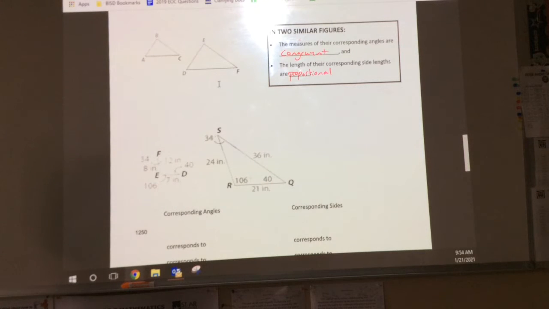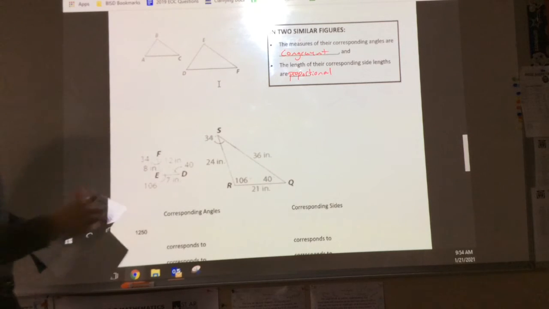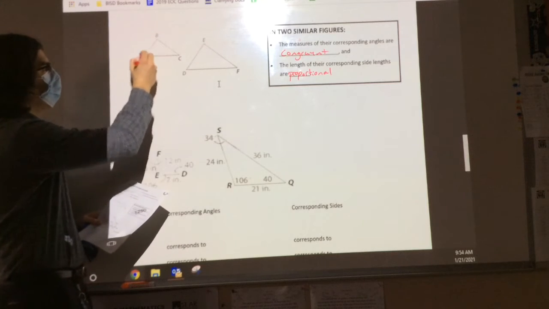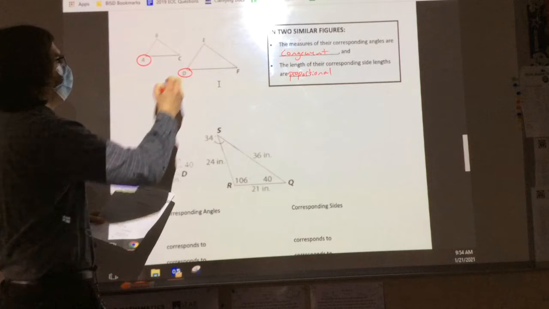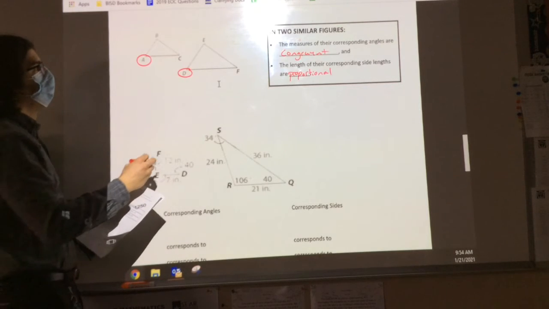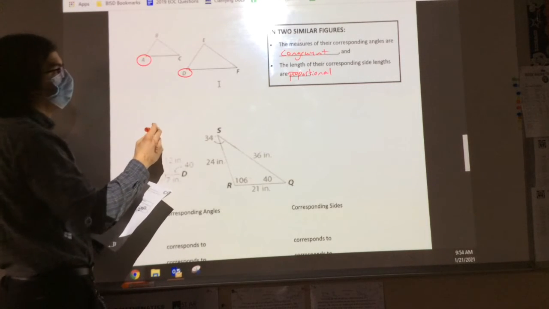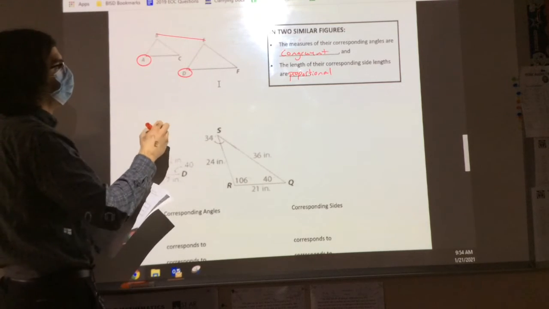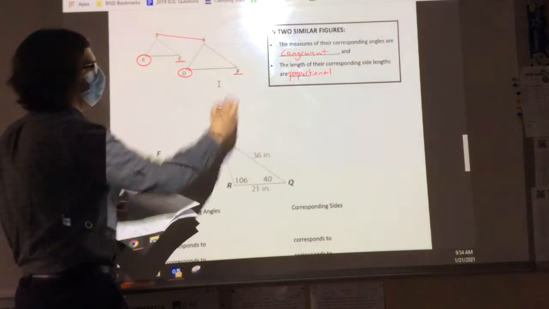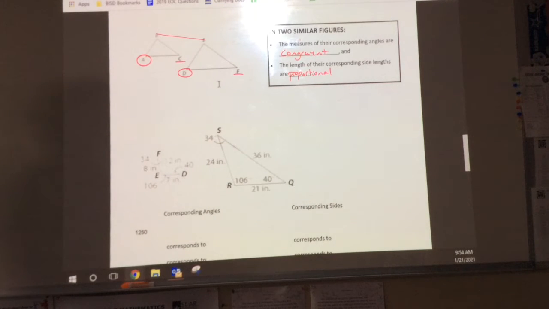Okay, so based off of this picture, what does angle A match up with? Angle D. And what does angle B match up with? B as in boy. E. And what does C match up with? Are we all okay with that? Any questions on that?